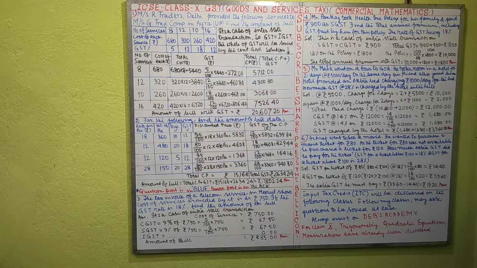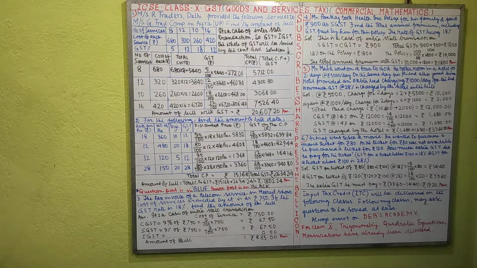This is a case of intrastate transaction, and SGST equals CGST equals rupees 900. Therefore total GST will be 900 plus 900, that is 1800. 18% on the policy is rupees 1800. Therefore the policy is rupees 10,000, and total annual premium with GST equals the policy plus GST, which is rupees 11,800.